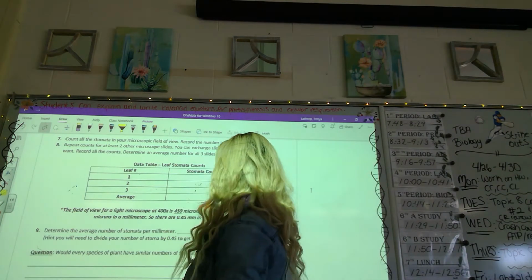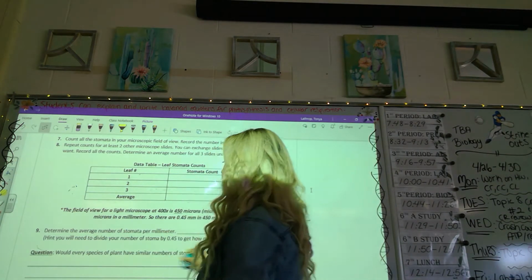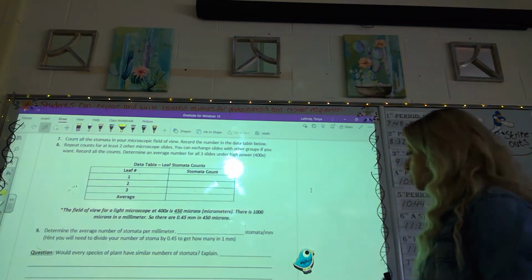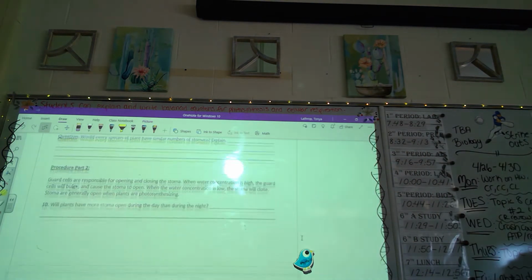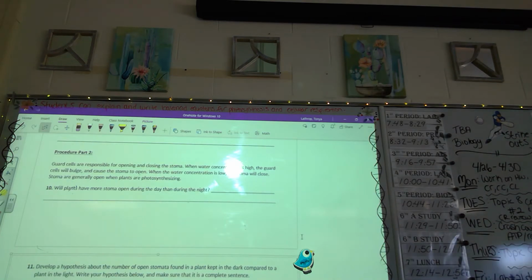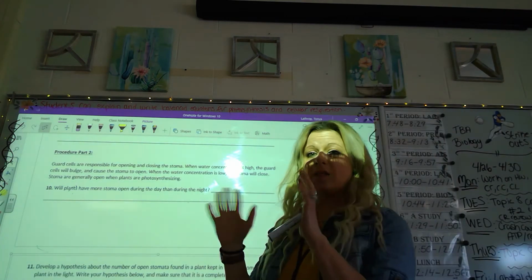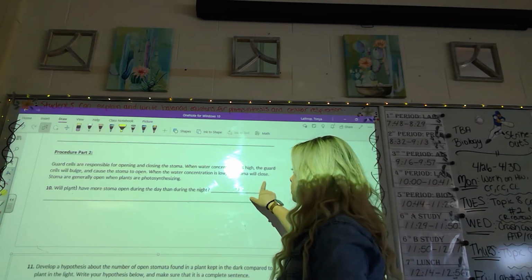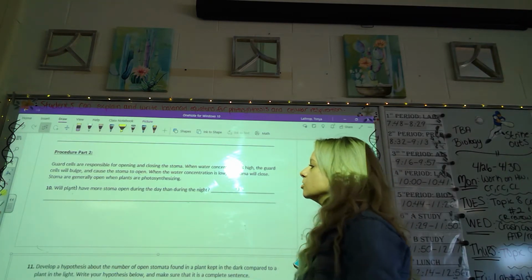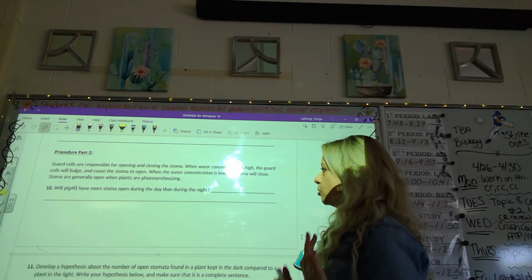For procedure 2, okay, the guard cells are responsible for opening and closing the stomata. When water concentration is high, the guard cells will bulge. Remember, it's all dealing with osmotic pressure. When the water concentration is low, the stomata will close. Stomata are generally open when the plants are photosynthesizing.